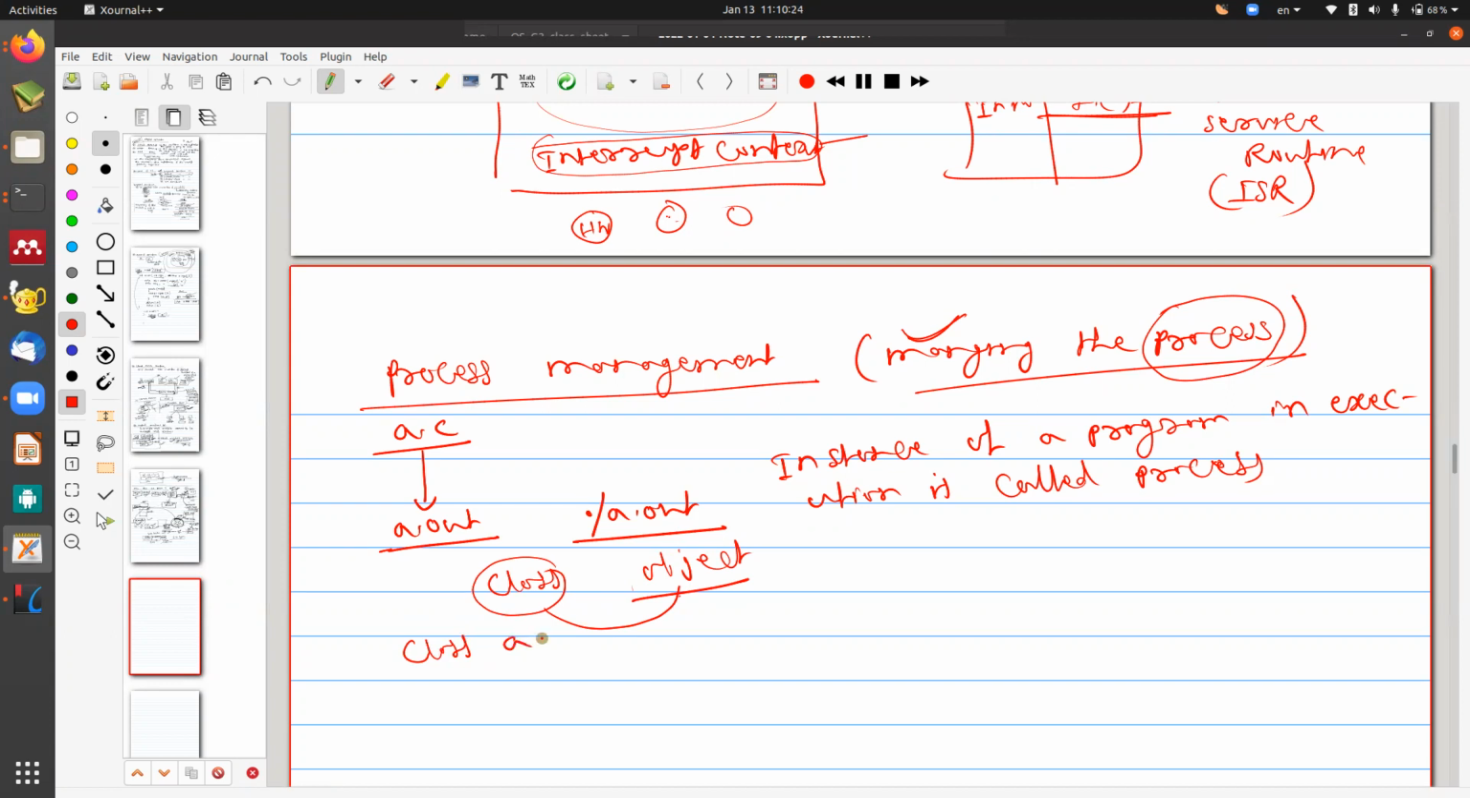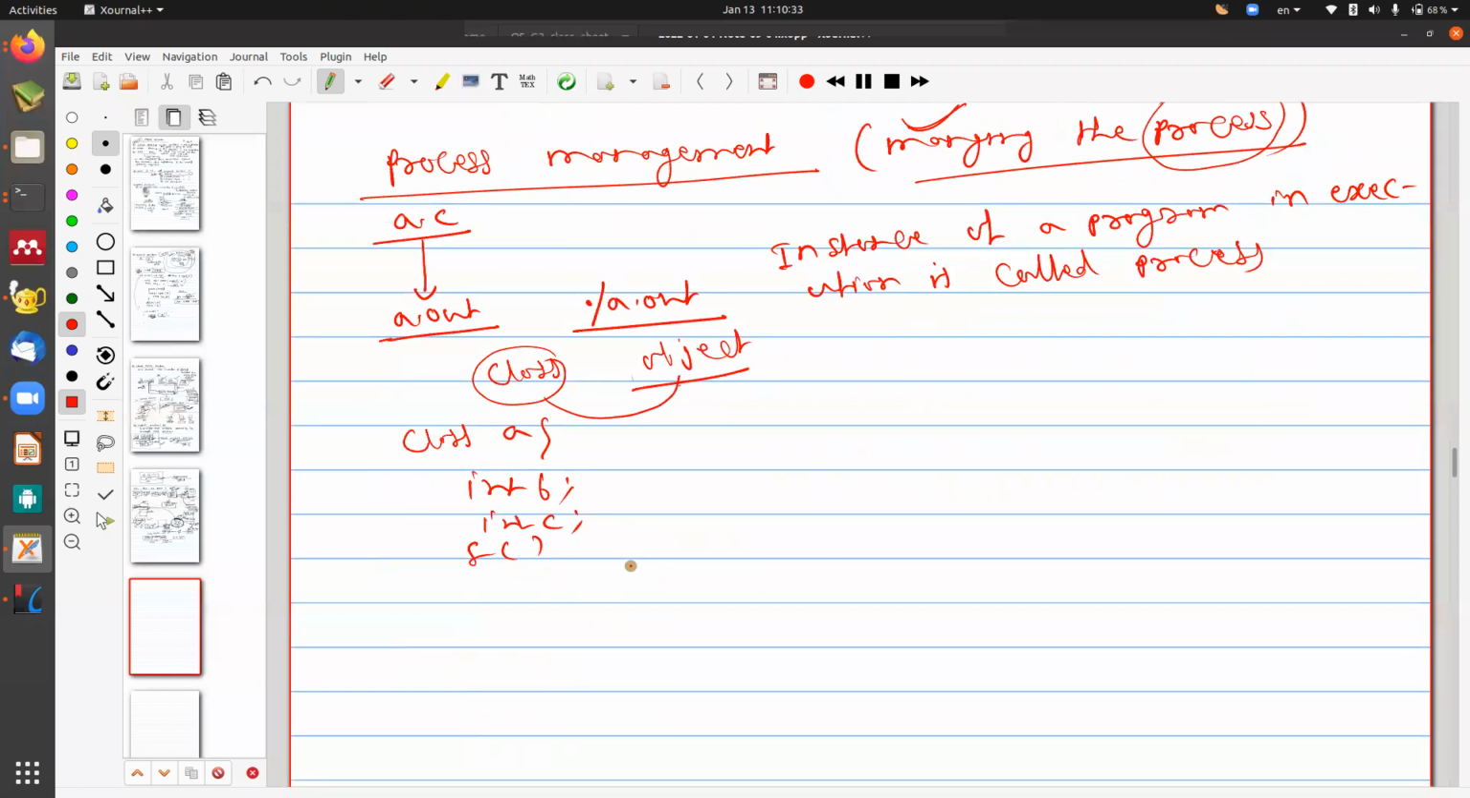instance of this class A, representative, and inside it int B and int C, and there is an F1 function. Okay, this is how we write it. Yes, sir. Here is the class. Now tell me, this is my class, then what is an object? You are writing this A1. What does this A1 mean?